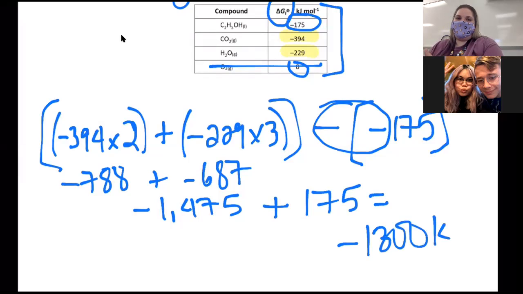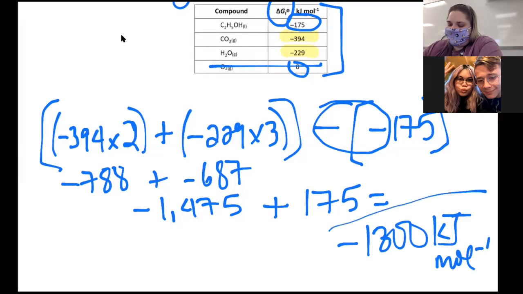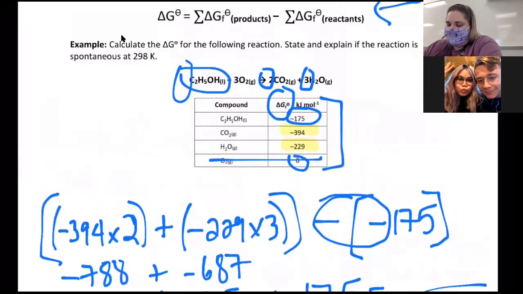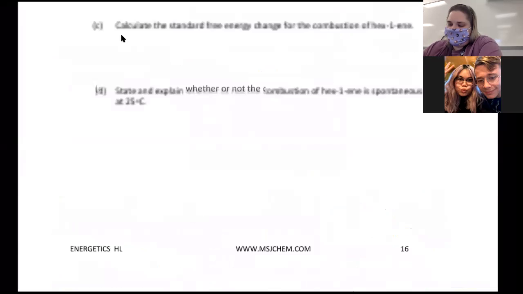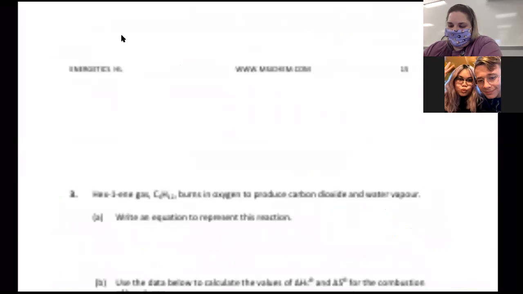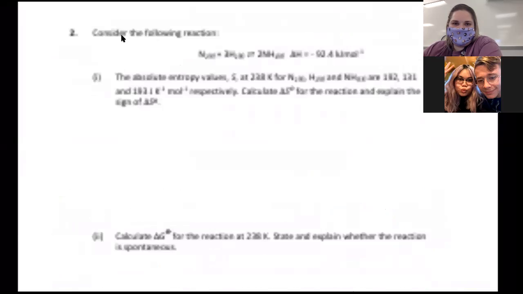Now, the other part of this question, if you read, not only do they want us to calculate it, but then it says state and explain if the reaction is spontaneous at this temperature. Okay, so we said up here all the way at the top of the first page that in order for a reaction to be spontaneous, the answer for delta G has to be negative. Okay, it's the second bullet right up here at the top.